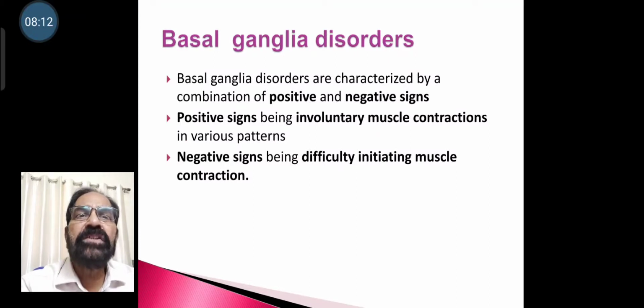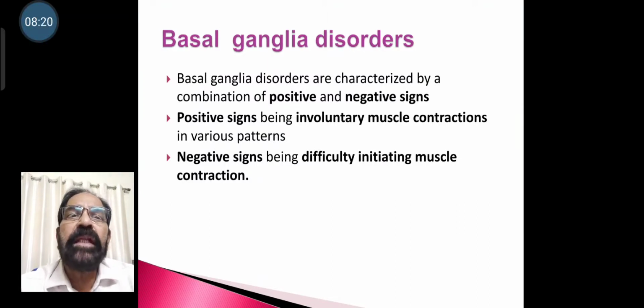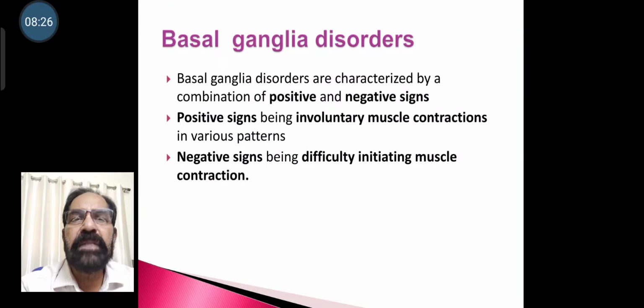The basal ganglia disorders are characterized by a combination of both positive and negative signs. Positive signs being involuntary muscle contractions in various patterns. Negative being difficulty initiating muscle contraction.